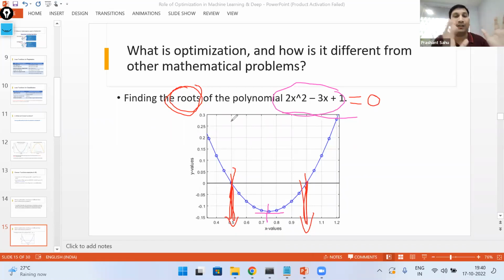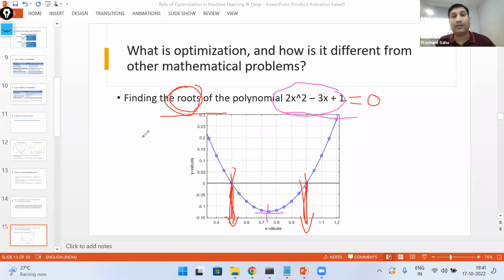And we know that formula, right? x equals minus b plus minus under root b square minus 4ac, divided by 2a. That formula we know, by which we can calculate the roots of any 2-degree polynomial. Now finding the roots of any 2-degree polynomial is not an optimization problem.